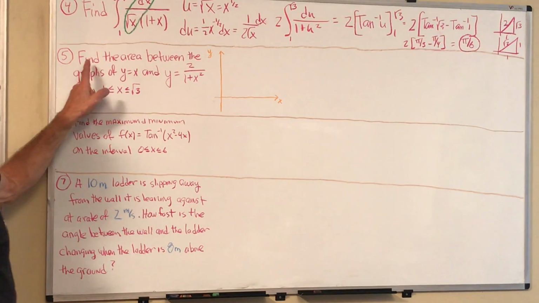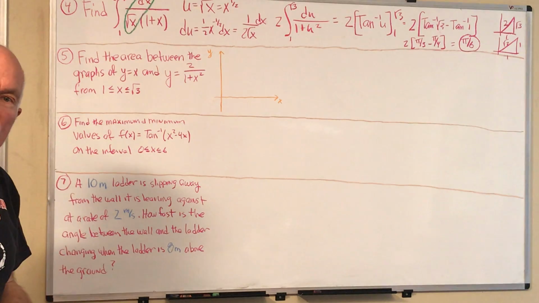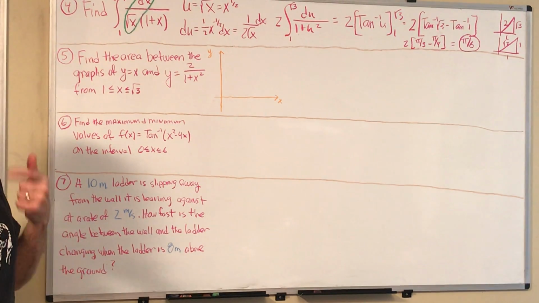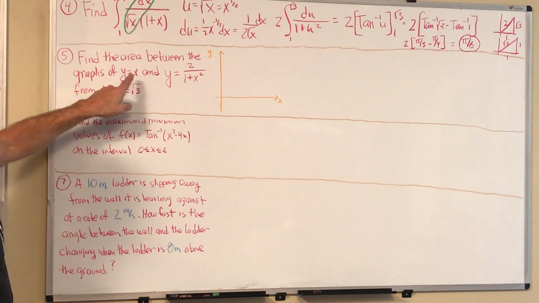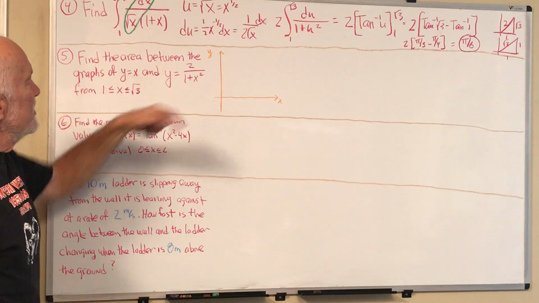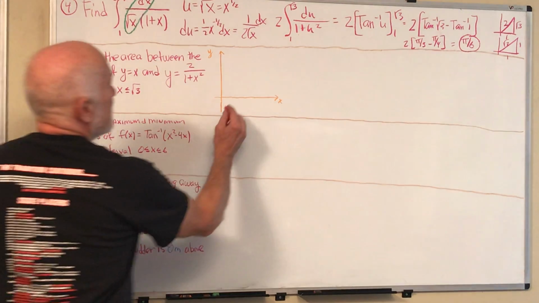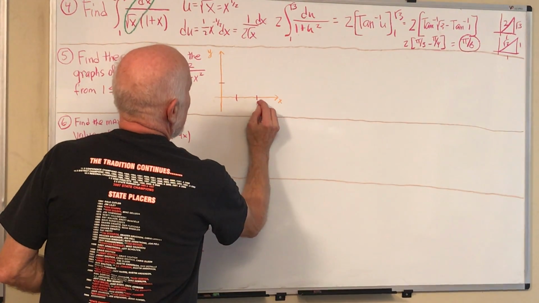Okay, find the area. We're getting so close to the end of the year that I've been trying to review some of the ideas that we've learned during the year. So find the area between the graph of y equals x and y equals 2 over 1 plus x squared from 1 to the square root of 3.